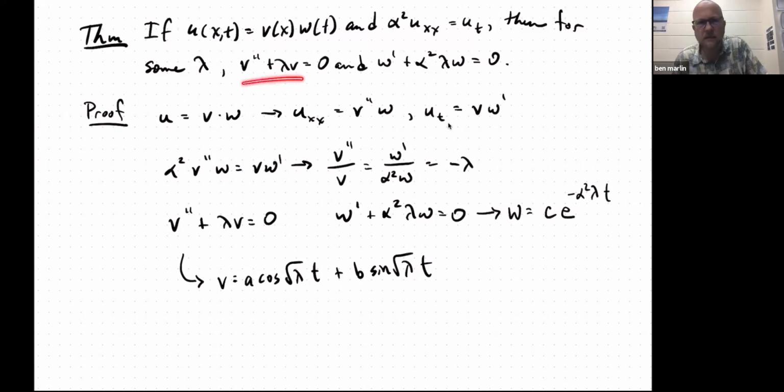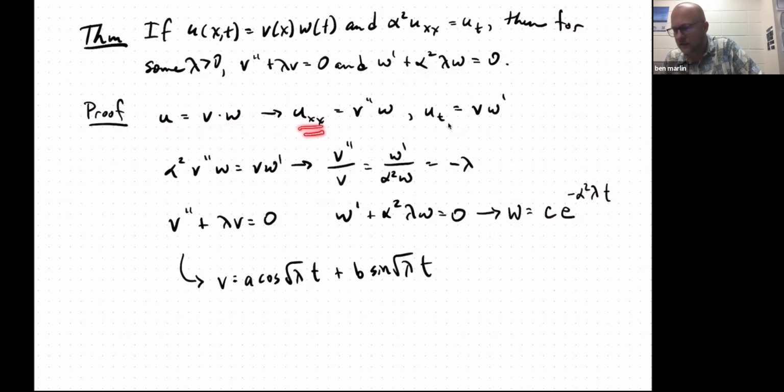This property here is going to give you solutions that are sines and cosines. This property here is going to give you solutions that are exponentials. Now, as a matter of fact, I forgot to put a little detail on here. What I needed to say is that the lambda we're going to get on this is going to be greater than 0. Taking a look at this, we're going to write our u to be v times w. Just assume that you can follow that v is the function of x and w is the function of t as we go along here.